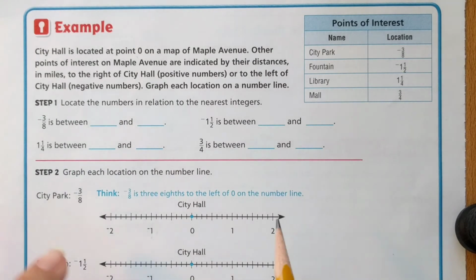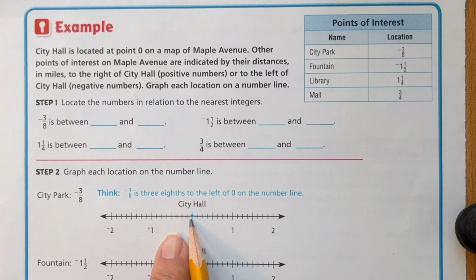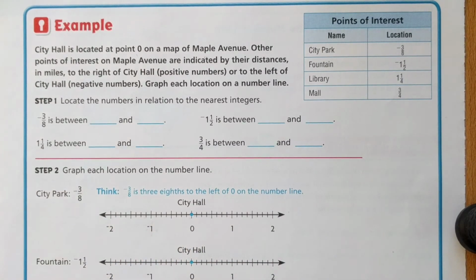So if we had a number line, as we're seeing down here, City Hall is 0. Everything to the right of City Hall is a positive distance. Everything to the left of City Hall are negative numbers. Graph each location on a number line. Okay, locate the numbers in relation to the nearest integer.